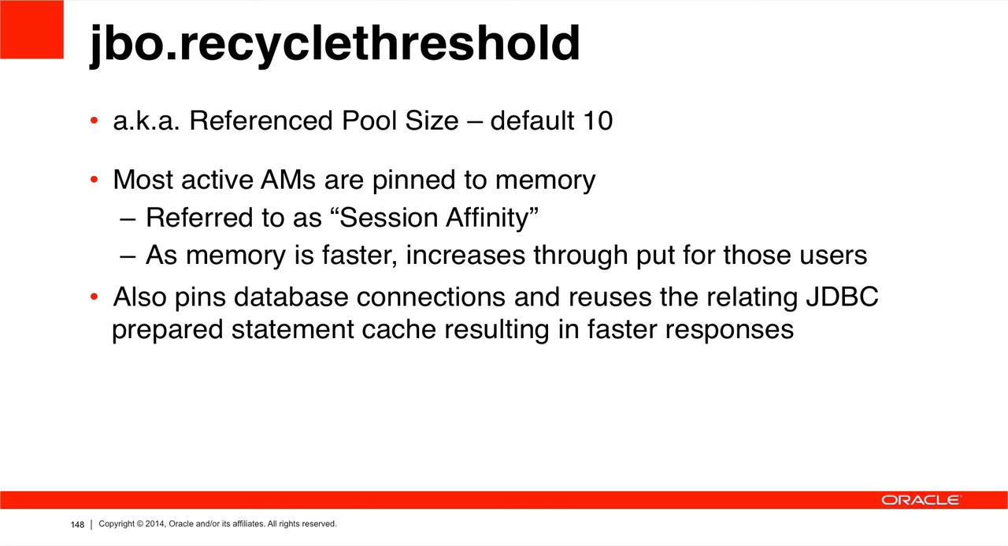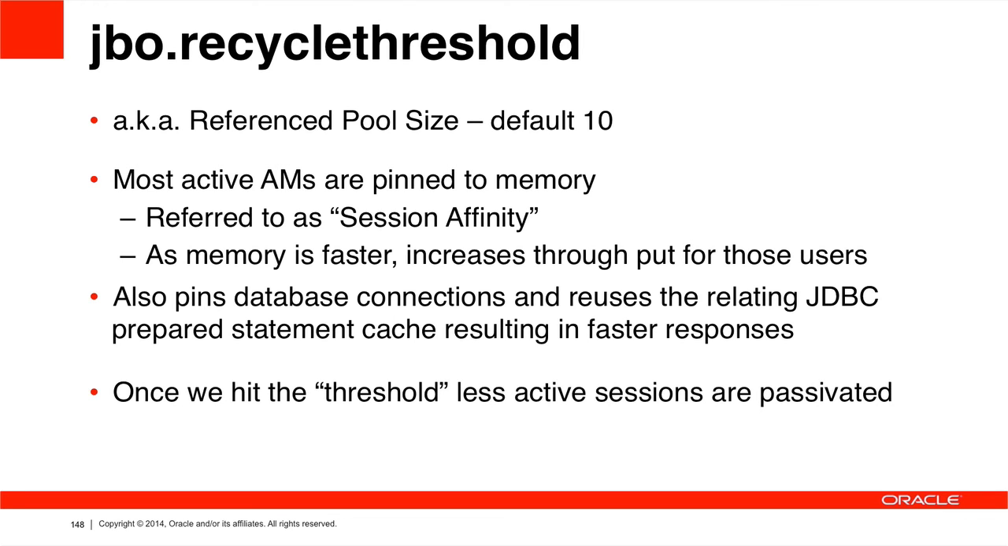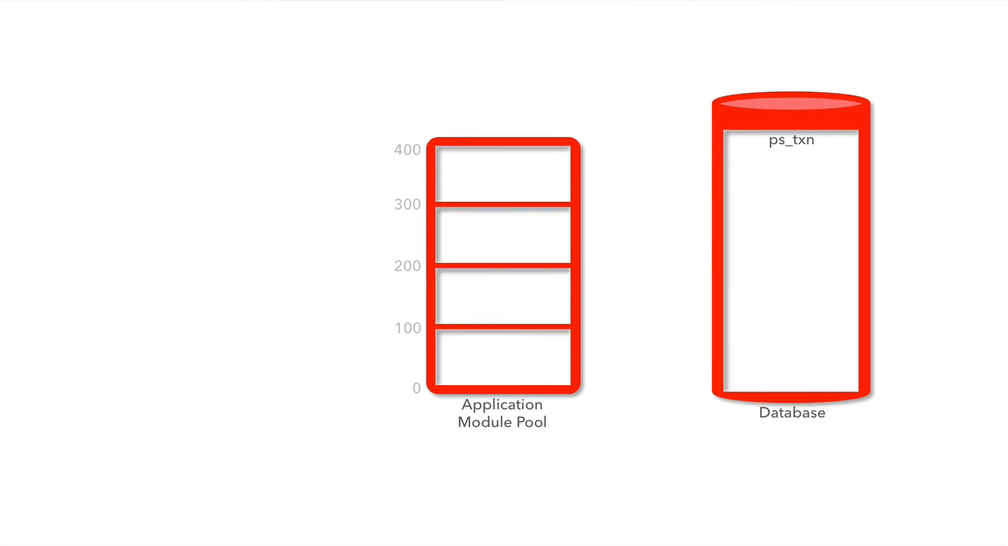Vice versa, for the AMs that have been returned to the pool after processing, if it's found the number of referenced AMs in the pool exceeds the threshold, then the AM is actively passivated, making the AM reusable by another session, giving us scalability. To make this easier to understand, let's again consider this diagrammatically. So we pretty much have the same setup as before, 400 AMs in the pool and the database PS_TXN table to passivate to. For purposes of the discussion, we'll introduce a jbo.recycle threshold of 200.